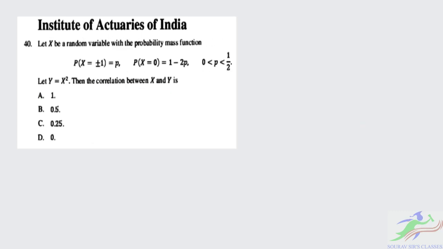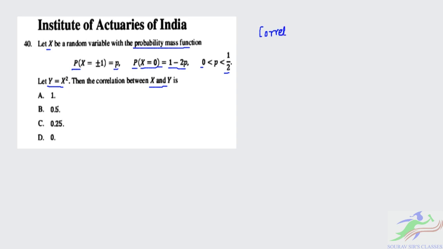It is saying that let X be a random variable with the probability mass function PMF of the probability of X equal to plus or minus 1 is equal to small p, and the probability of X equal to 0 is 1 minus 2p, where p is in the range 0 to half, and let Y be equal to X square. Then the correlation between X and Y is what we have to find. So the correlation coefficient between X and X square, actually, Y equal to X square.